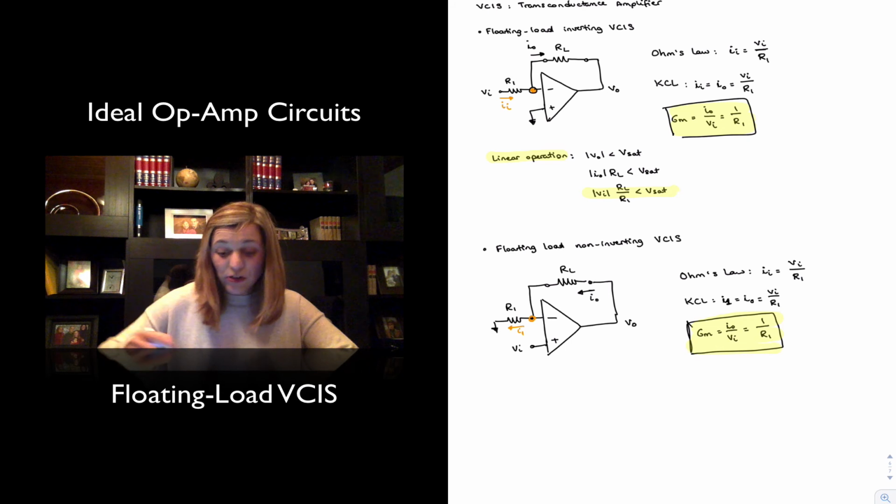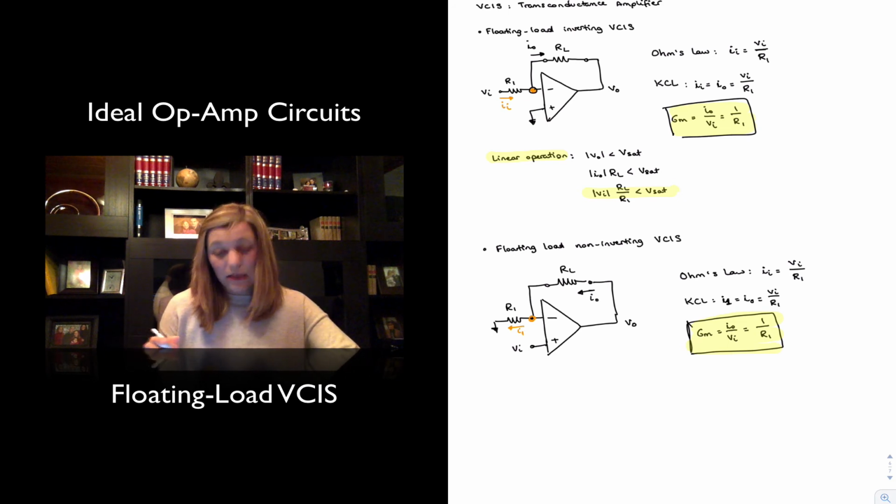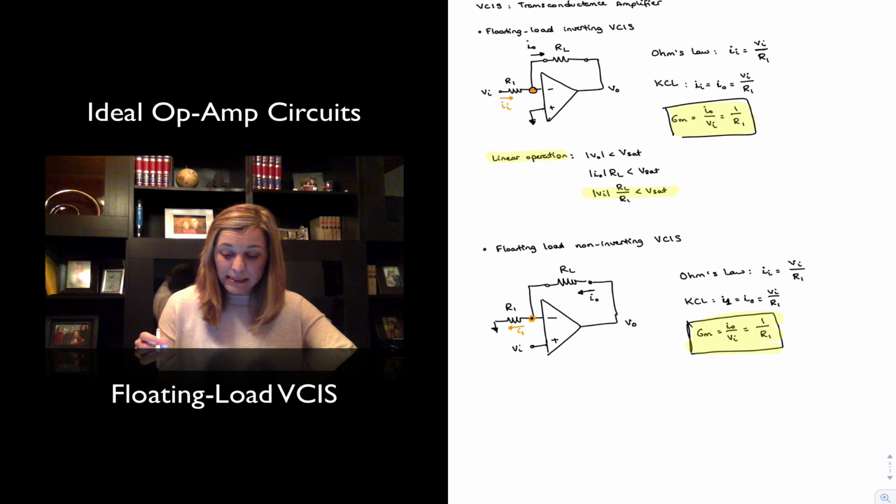So notice same expression as before. The only difference is the direction of the current I out. In the case of the inverting VCIS, it is flowing into the output terminal of the op-amp, and in the case of the non-inverting VCIS, the current is flowing out of the output terminal of the op-amp. Okay, so opposite directions of current, but overall the transconductance in absolute terms is the same.